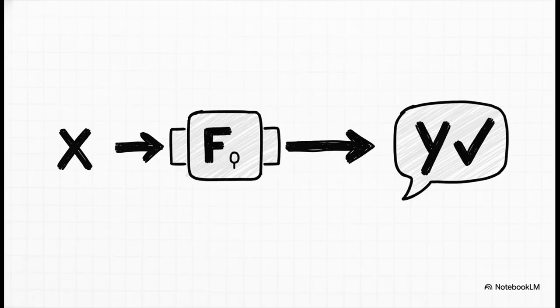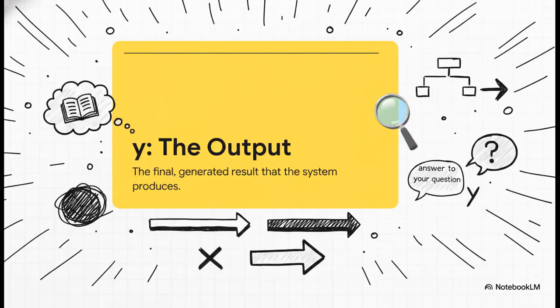So let's recap. We've given it an input, X. The AI's brain has done its thing, it's processed it, so what comes out on the other side? Well, that would be our Y. And Y is just the output. It's the answer to your question, the story it comes up with, the code it generates for you. X goes in, Y comes out. That's the core loop. But here's where it gets really interesting.